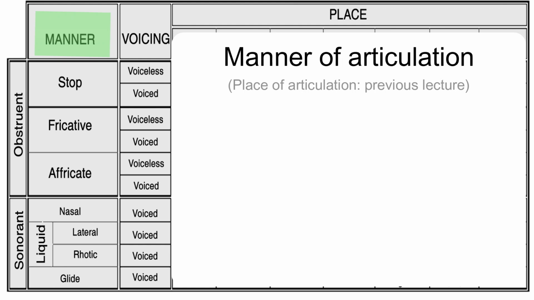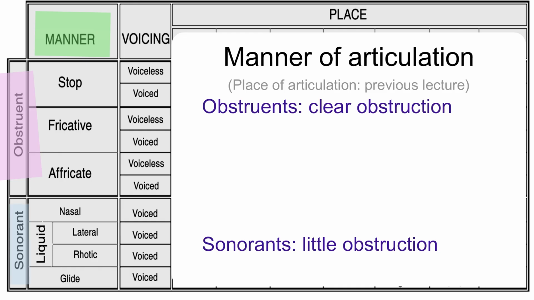Manner of articulation. Based on how air flows through the vocal tract, consonants can be broadly divided into obstruents and sonorants. Obstruents are consonants produced with an obstruction of the airflow, and sonorants with little obstruction of the airflow.